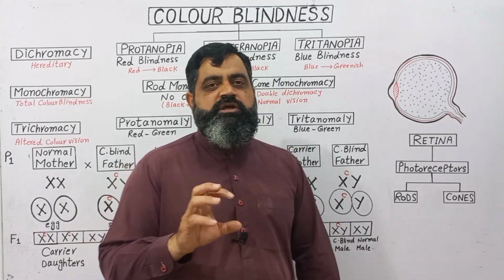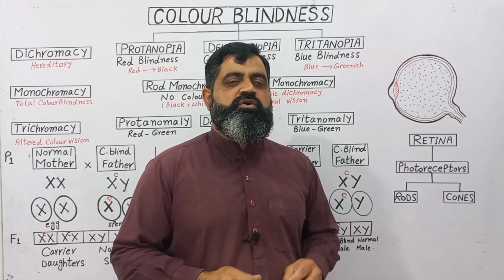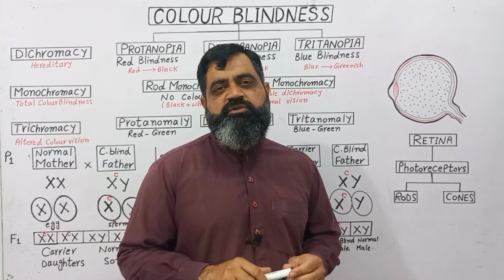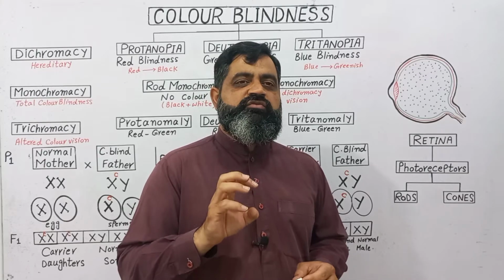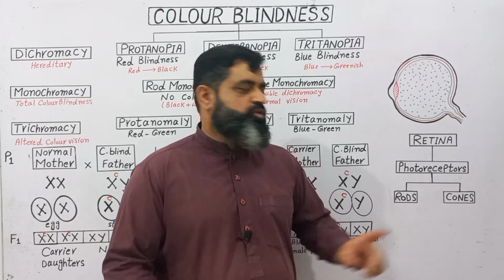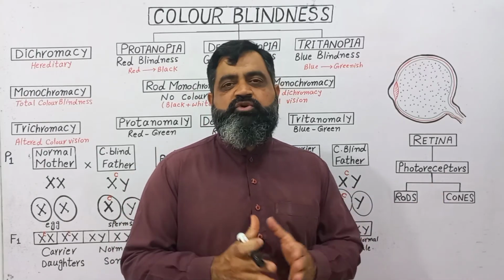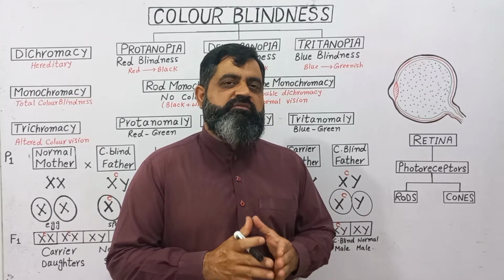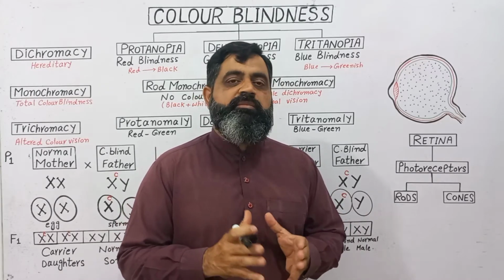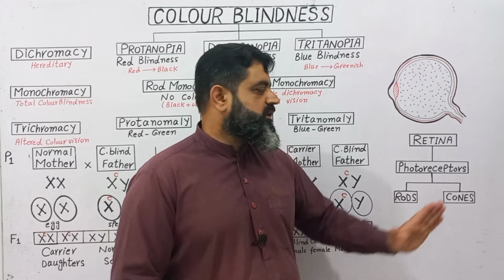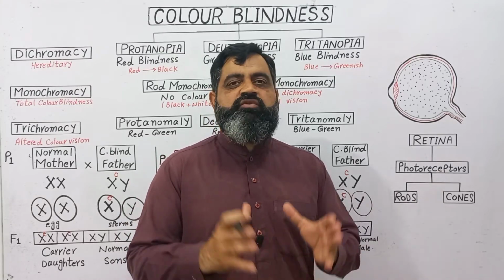Rods have special cells which contain a protein known as rhodopsin, which is responsible for vision in dim light, while the cone cells contain a specialized protein which is known as opsin, which is responsible for vision in bright light. So basically the cone cells are responsible for color vision.